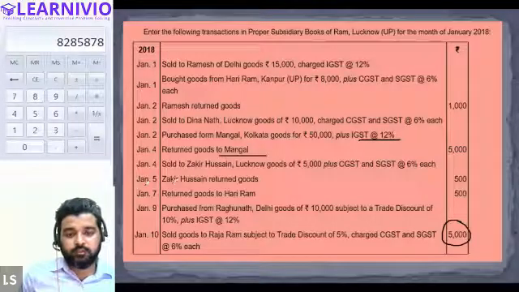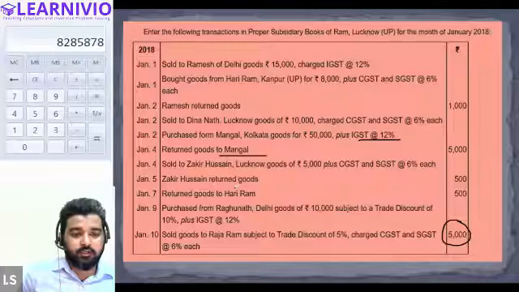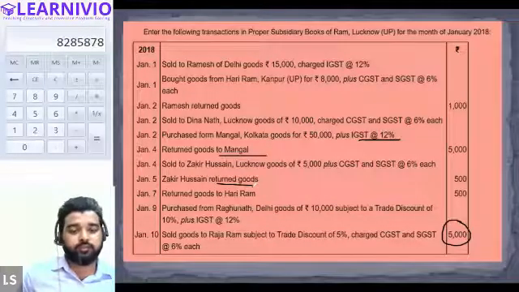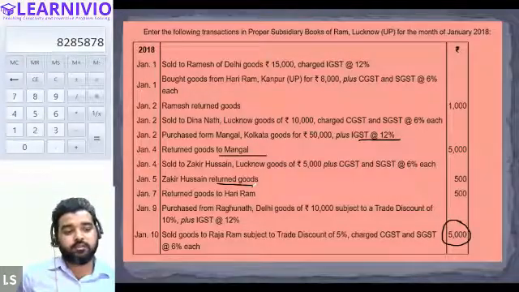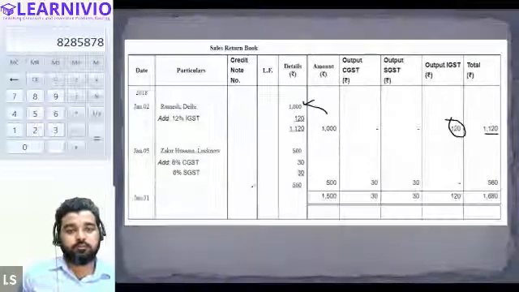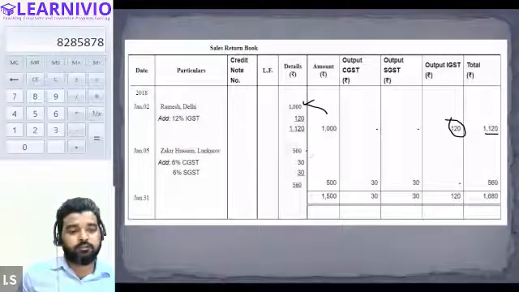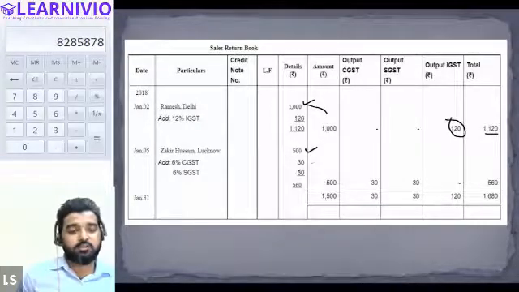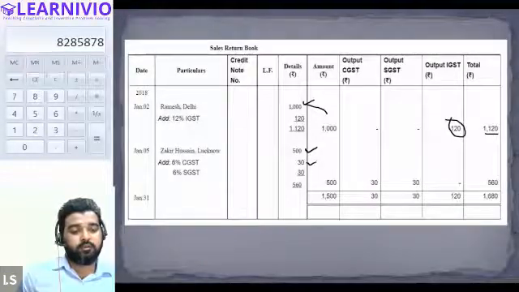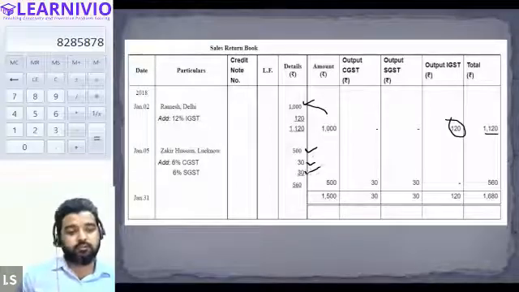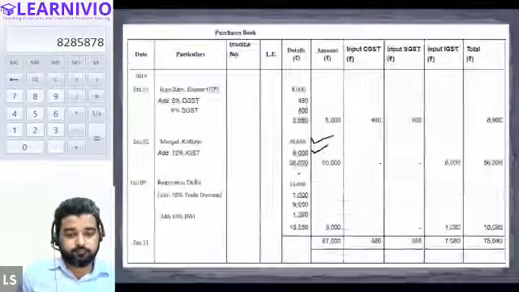Next, Zakir Hussain is returning goods. We have sold goods to Zakir Hussain earlier, so now this will be recorded in the sales return, 500. At the time of selling, we charged CGST and SGST, so this time also CGST and SGST will be applicable, at the rate of 6% on rupees 500. That will be 30.